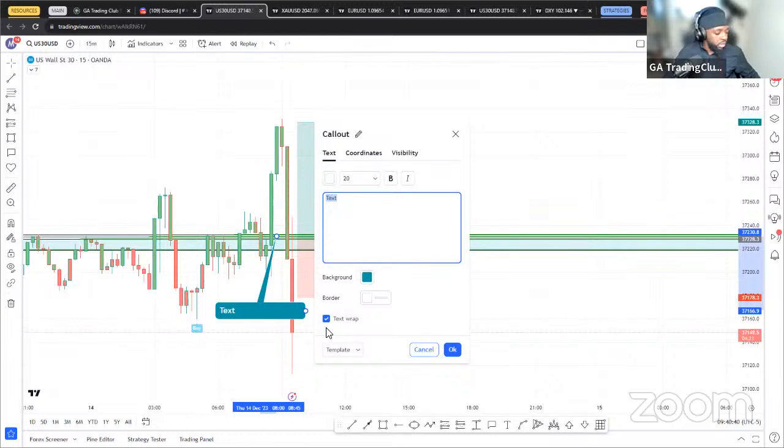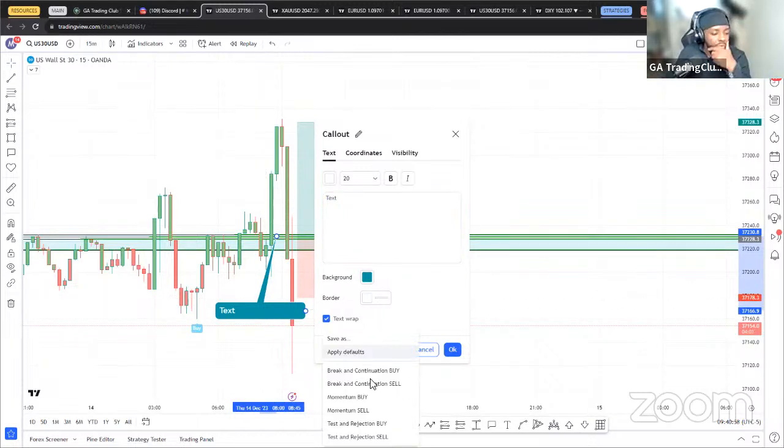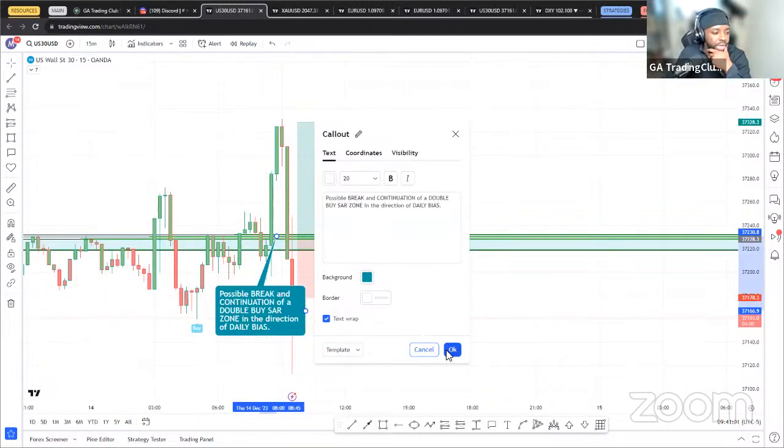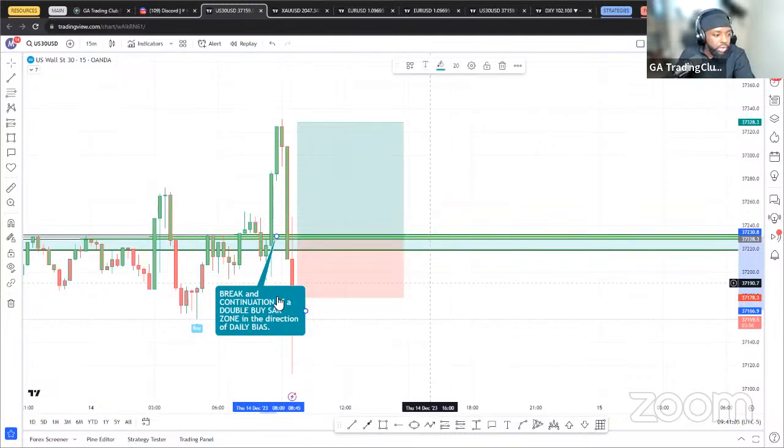Give me 1 second. All right. Just 1 second. So this is a break and continuation buy. So it's not possible since it's already outright. Take that out.